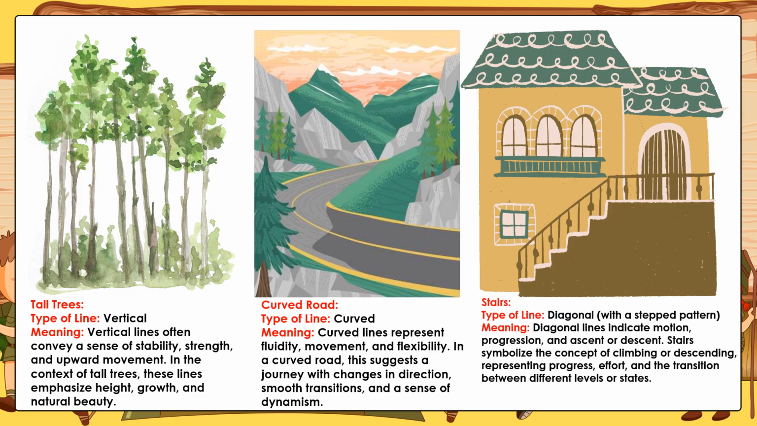The third picture is stairs. The type of line is diagonal with a stepped pattern. So the meaning, diagonal lines indicate motion, progression, and ascent or descent. Stairs symbolize the concept of climbing or descending, representing progress, effort, and the transition between different levels or states.